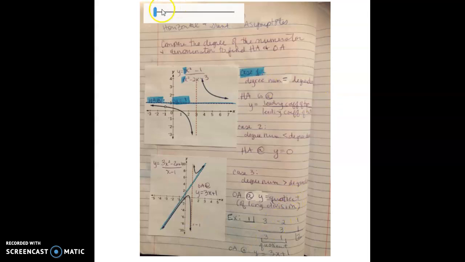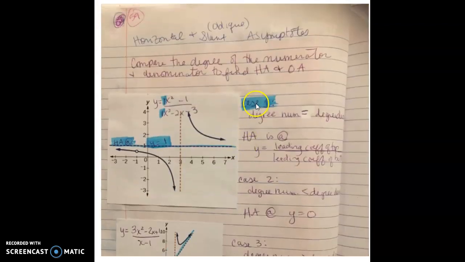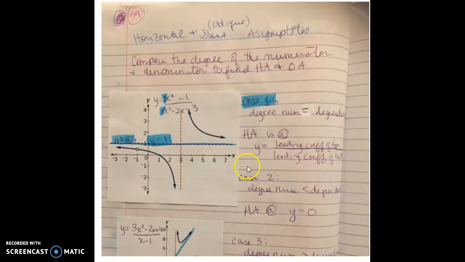So let's look at case 1. I have a picture example to go along with case 1. And this is the case in which the degree of the numerator is equal to the degree of the denominator. So this is my example. It says y equals x squared minus 1 over x squared minus 2x minus 3. Go ahead and write that in there for me. And so if I look at the degree of the top, this polynomial has a degree of 2. That's the highest exponent. The degree of the bottom for that polynomial also has a degree of 2.